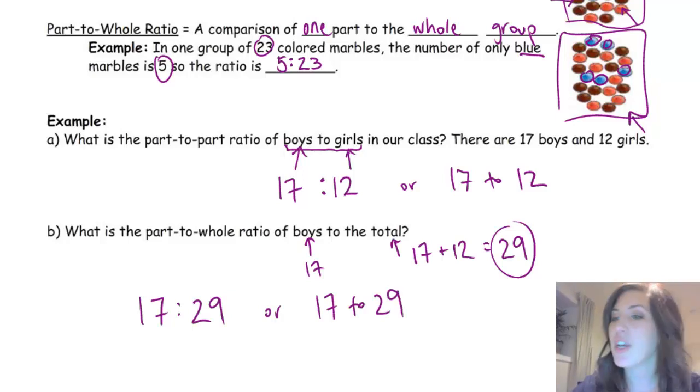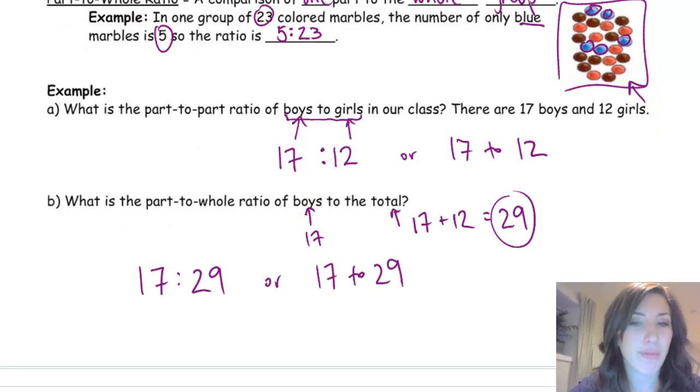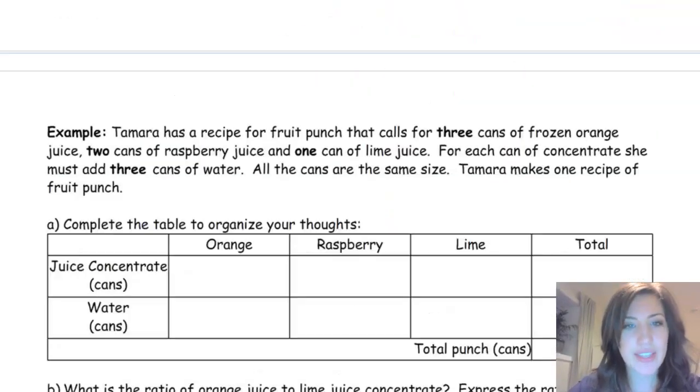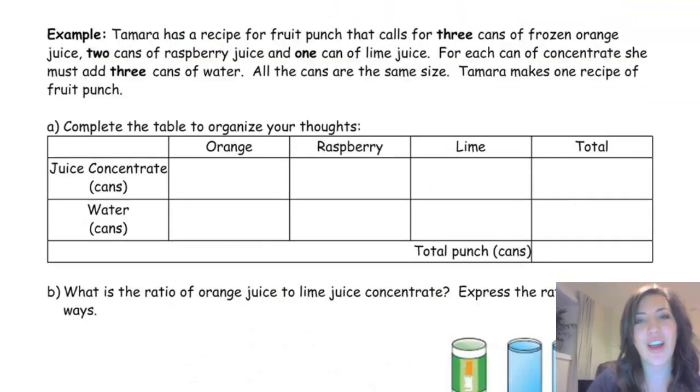Can that be reduced? No, it cannot. Not to whole numbers, at least. We would get decimals if we reduce that. So that's how we do a simple example. Let's try something a little bit more complicated here.